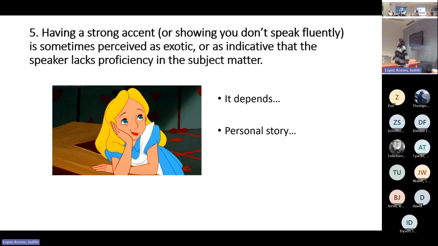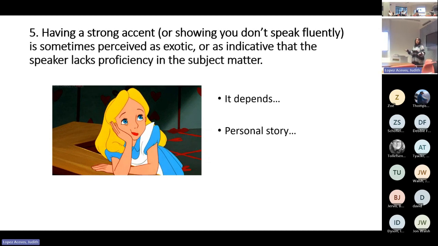And this one, because of time. And the last assumption: having an accent or showing you don't speak fluently is sometimes perceived as exotic or as indicative that the speaker lacks proficiency in the subject matter. It depends, it's something from person to person. I cannot say, oh, all the people from the US discriminate against people that have an accent. I cannot do that, it's generalizing. But the reality is that some people are more understanding of someone talking in another language that is not theirs, while some other people are like, if not perfect, you're not worth it.